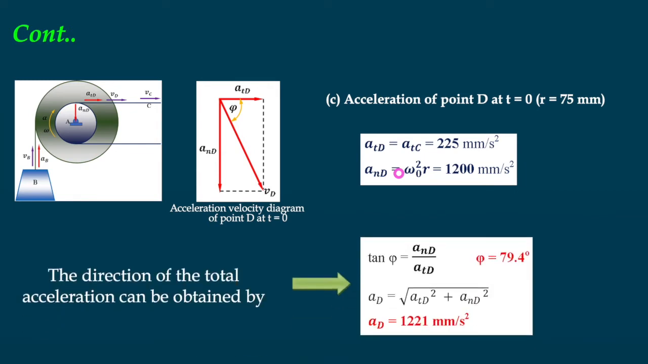So the resultant acceleration is the vector summation of these two, meaning this square plus this square. So this is actually AD, it's not V, it is AD. So at D point the resultant linear acceleration is this. And what's the angle? This angle is AND by ATD. So this is for the time t equals 0, the initial condition.